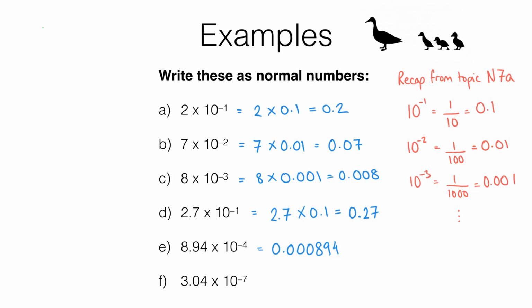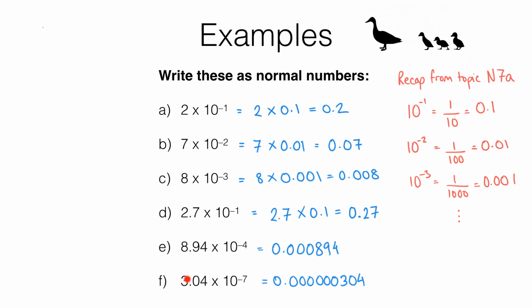Pause the video and have a go at F. Here is the answer. Let's just focus on the 3. We're going to have to move it 7 place value columns to the right. So 7 place value columns to the right means we're going to need 6 zeros after the decimal point before we get to the 3. 0.00000304.